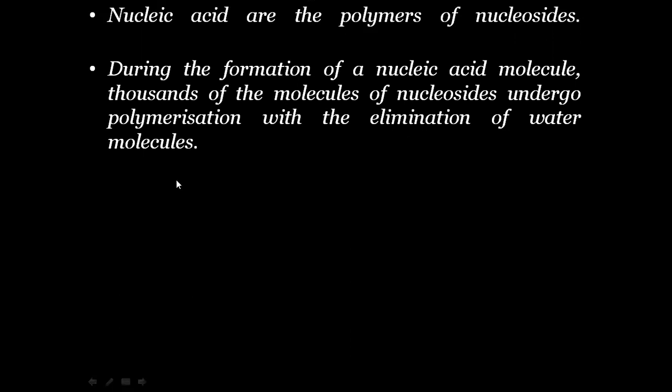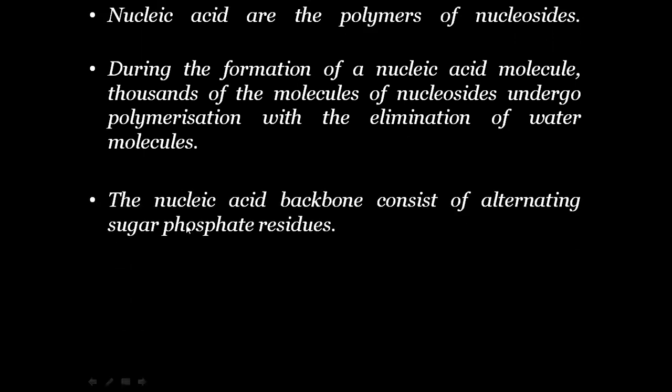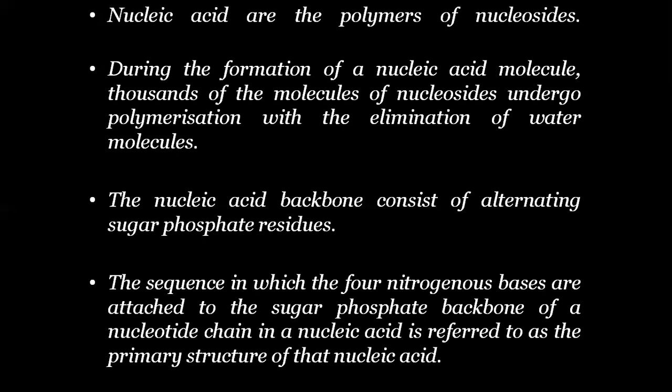of water molecules. The nucleic acid backbone consists of alternating sugar phosphate residues. So the chain will be made up of alternating sugar and phosphate, which I have shown you earlier. The sequence in which the 4 nitrogen bases are attached. The backbone will consist of the sugar, then phosphate, then sugar, then phosphate. This phosphate and the sugar will be bonded in the 5' and the 3' position by the elimination of water and making a phosphoester linkage.